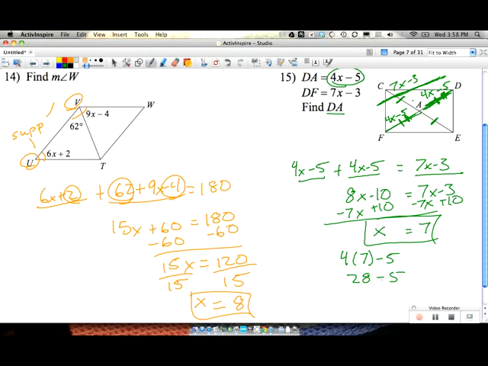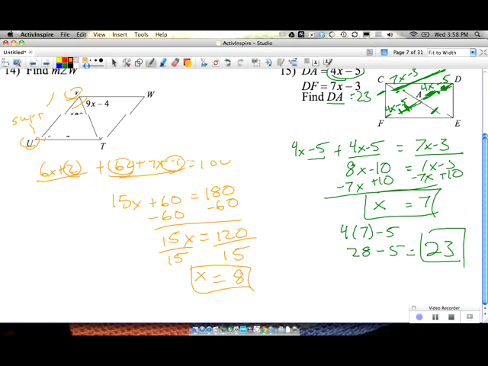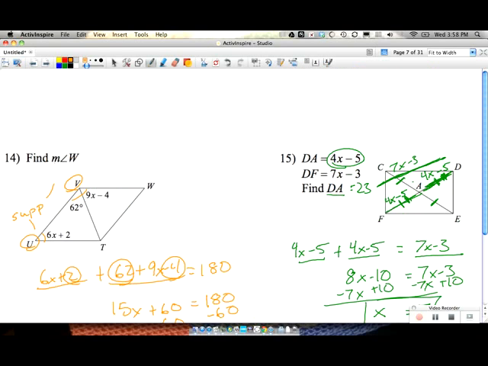Let's see how this affects what we should have. We figured out that x equals 8. But what we didn't figure out is what's the actual measure of angle W. Well, W is over here. And if this is a parallelogram, remember the opposites are congruent. So the measure of angle W is equal to the measure of angle U. So that means that the measure of angle W is the same as 6x plus 2. We know that x is 8. Yes, 6 times 8 plus 2, which is 50. So, there we go. It's 50, oh, by the way, degrees.